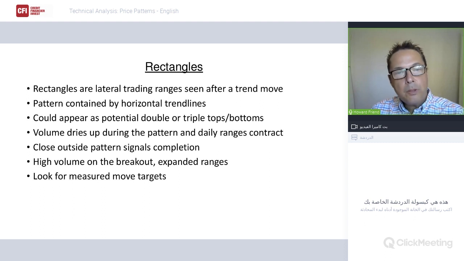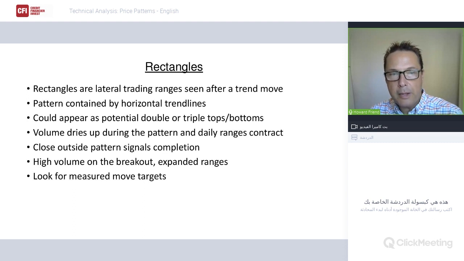A rectangle. Now these are lateral, sideways trading ranges that you see after a trend move. These are quite common, where the market just tops out after a trend swing into the upside and goes into a kind of chop mode between two boundaries, a high and a low, and that contains price action until you get a resumption of the trend. So we have horizontal trend lines, a bit like a double top, but it turns out not to be a double top. You see the market break in the direction of the trend.